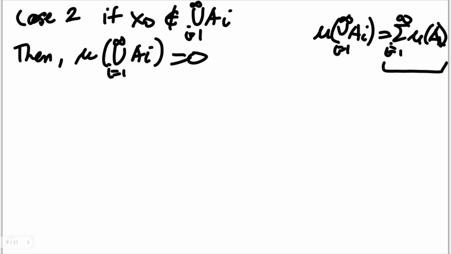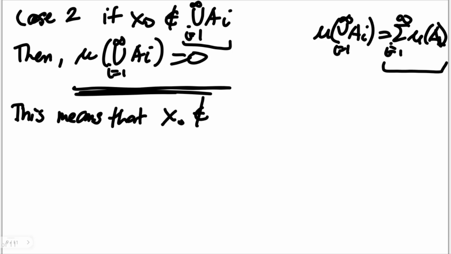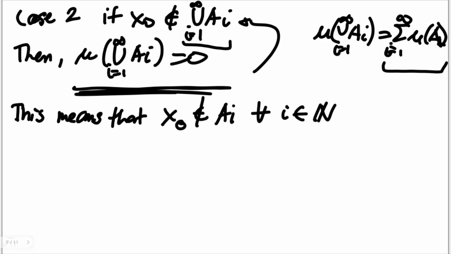Let's use some logic here. Since x sub 0 is not an element of the union of the pairwise disjoint sets, it is not an element in any of those a sub i. Since we're talking about a union, this means that x sub 0 should also not be an element of a sub i for all i in the natural numbers. Because if x sub 0 were an element of just one, it would appear in the union of all. So it could not be an element of any.